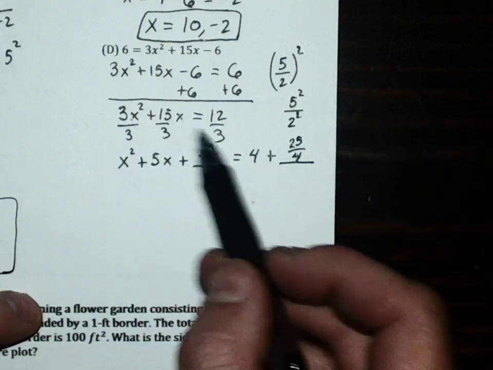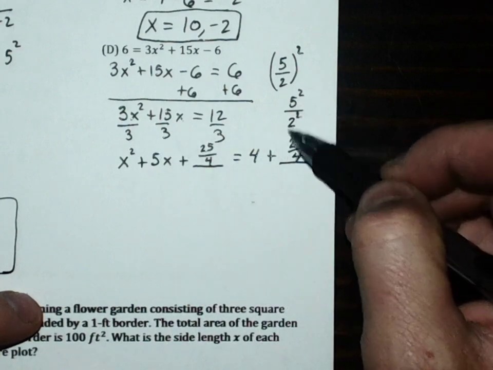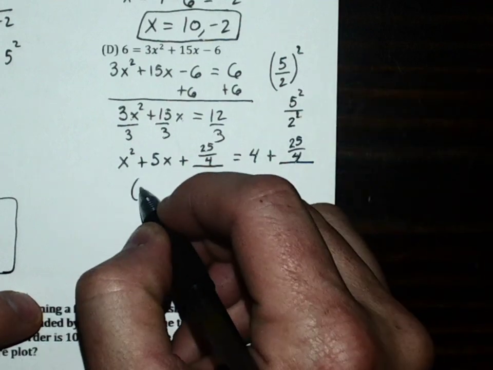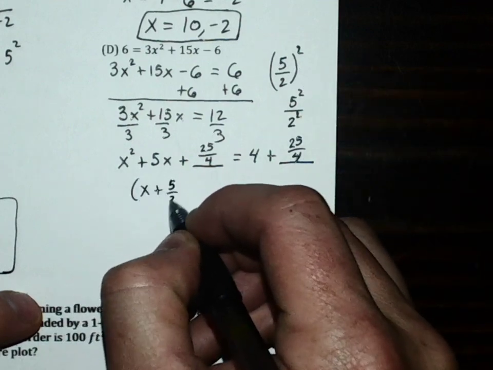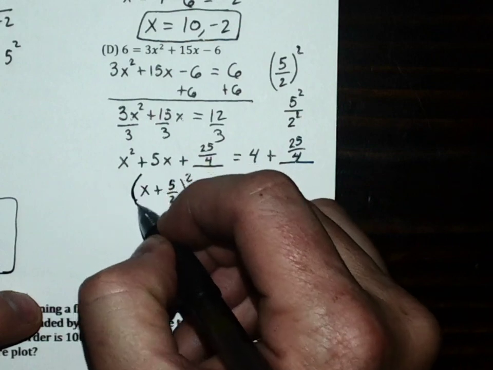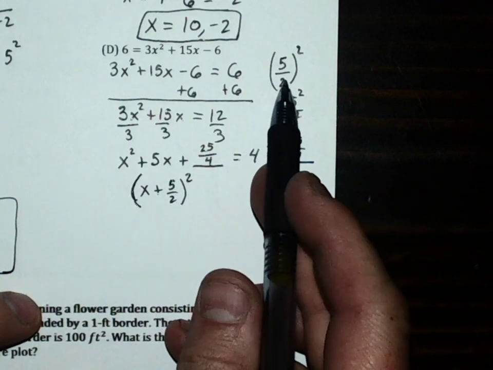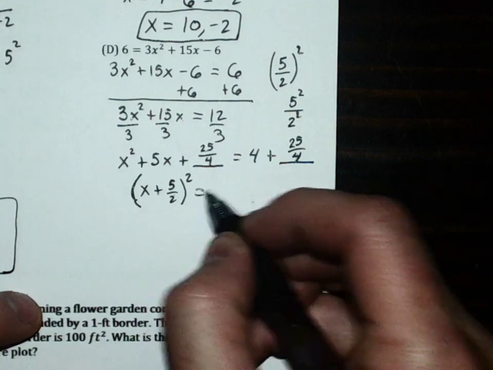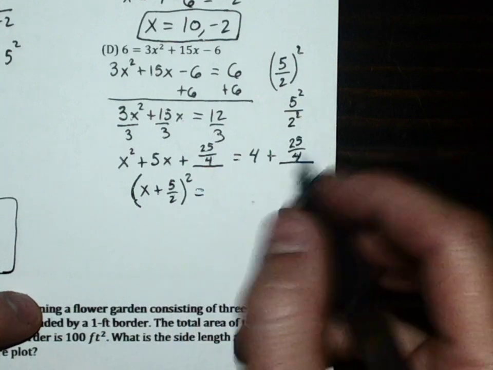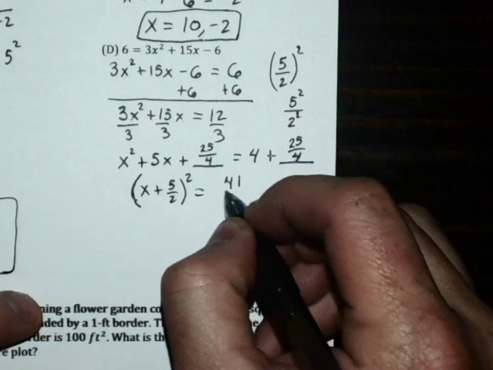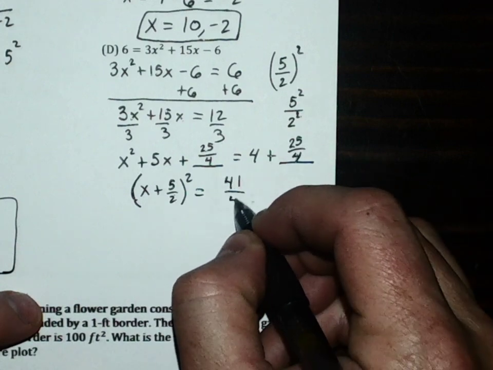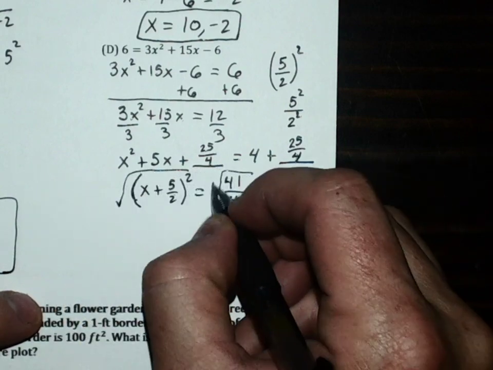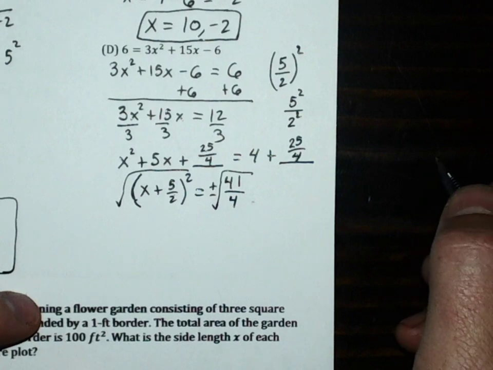Now, go here. What did I square to get this? I squared 5 halves. So what gets placed in this spot here is always going to be what you squared to get this 25 fourths, which is 5 halves. And 4 plus 25 fourths is 41 over 4. Take the square root. Don't forget your plus and your minus.